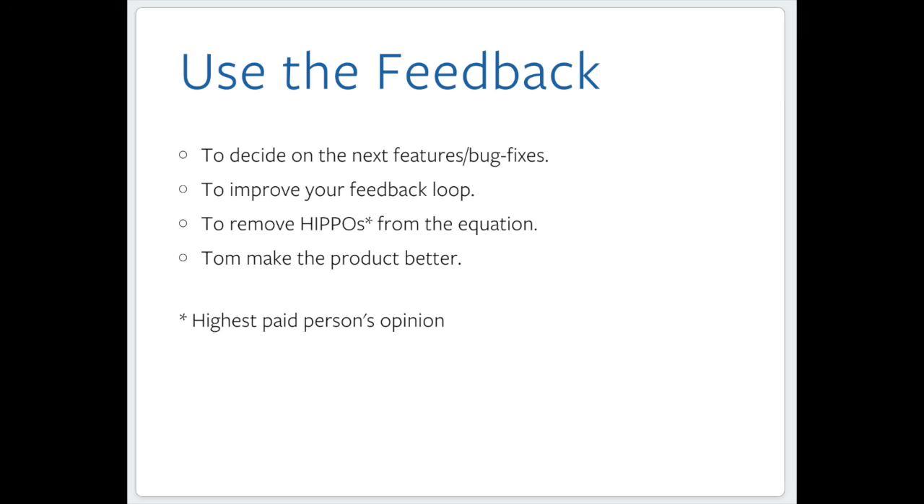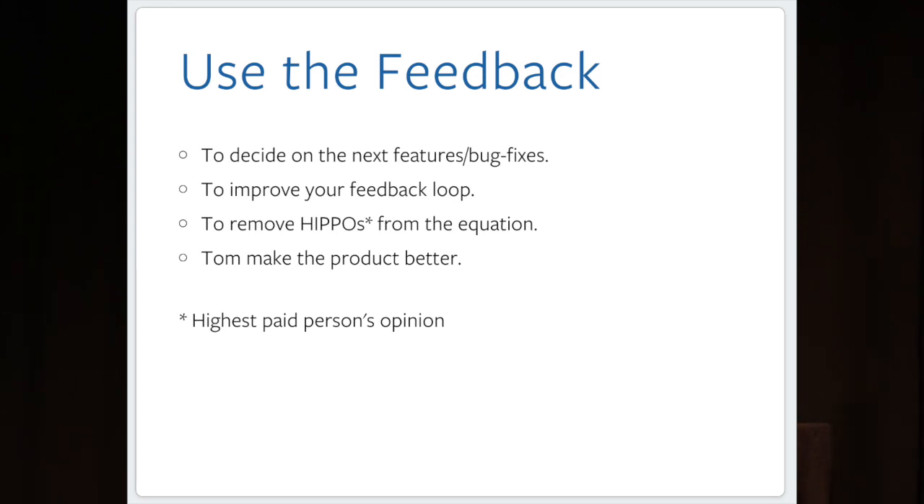And use the feedback. So expose it, but use it. Decide what's the best feature to be working on next based on the feedback. Decide which bugs are the most important ones that you need to fix immediately. And remove hippos from the equation. Hippos stands for highest paid person's opinion, and they have no business whatsoever being anywhere near our budget, what we work on. It doesn't matter what they think, it matters what our users think. It doesn't matter what they want, it matters what our users want. And that's ultimately going to help us make better products.